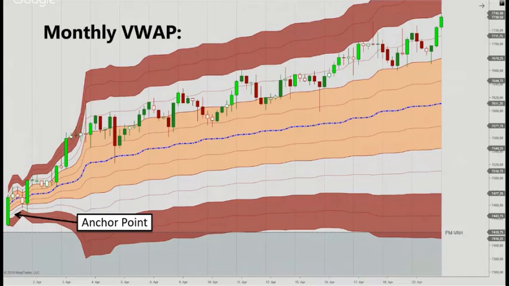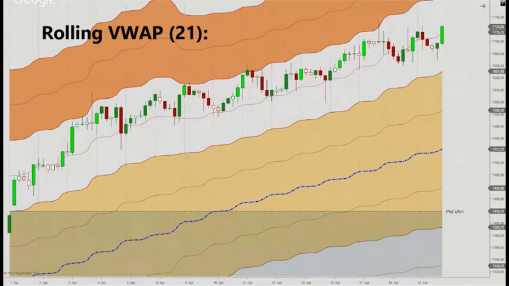So by using a rolling VWAP period of 21 days, we can create a moving monthly calculation. Again, the rolling VWAP is not anchored at the beginning of the month session, but just taking the data from the previous session, moving it forwards so that we can have a monthly reading here at the outset of this month.